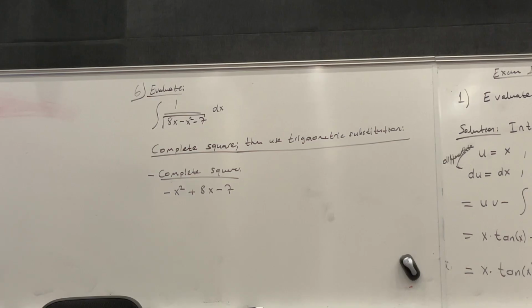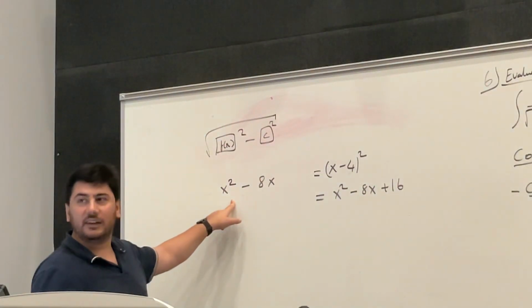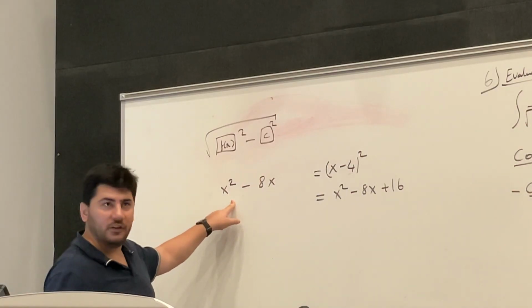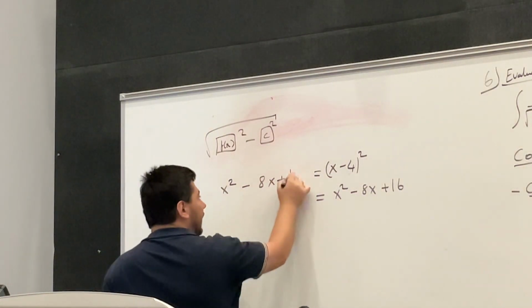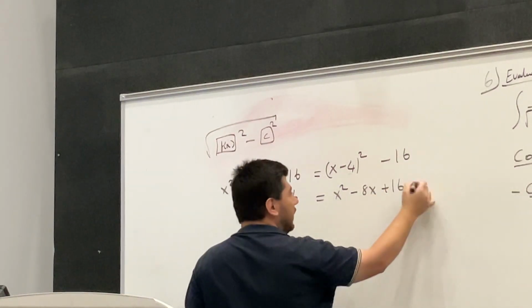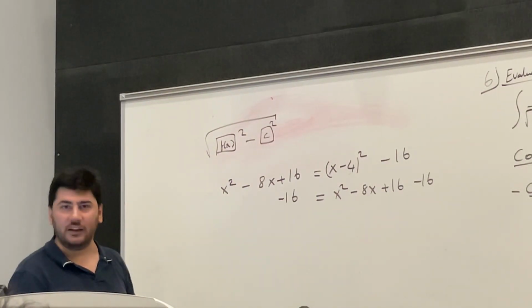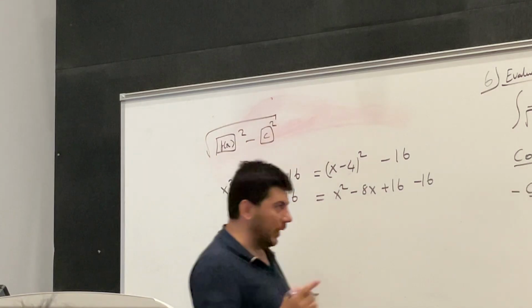Whose square has this expression? x minus 4, right? So x minus 4 squared is going to be x squared minus 8x plus 16. So this is missing a 16. If I add a 16 and I subtract a 16, then there will be a subtraction by 16 here. So this completes the square, adding a 16 and subtracting a 16.